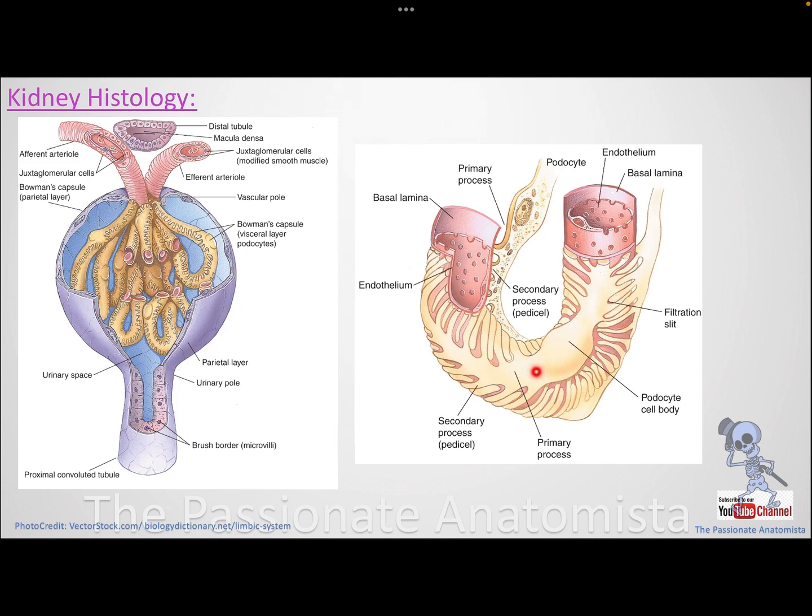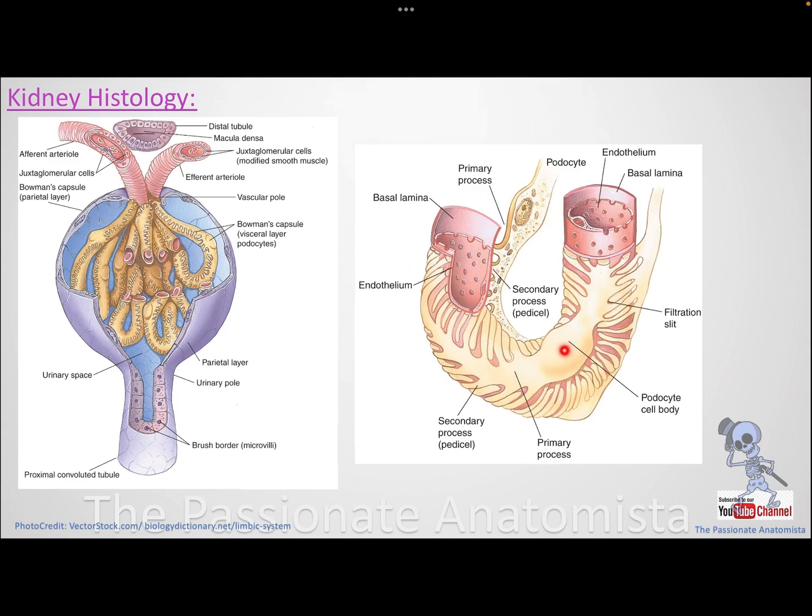So the podocytes are basically like a hand that has fingers, and these fingers are what we call the pedicels. So the pedicels are those finger-like projections of the cells of the visceral layer of Bowman's capsule that are going to help to wrap around the blood capillaries and try to decide what exactly needs to get filtered out of the filtration slits and what should not be filtered.